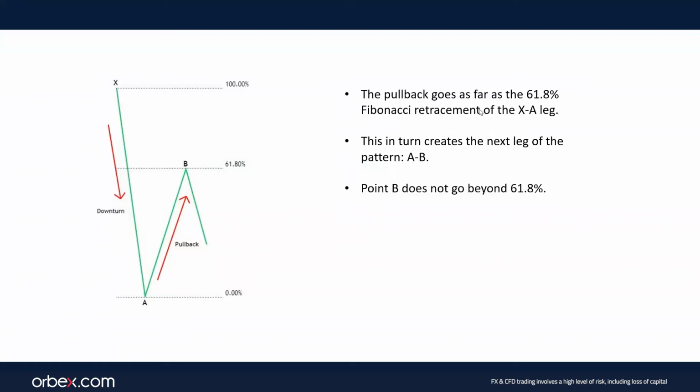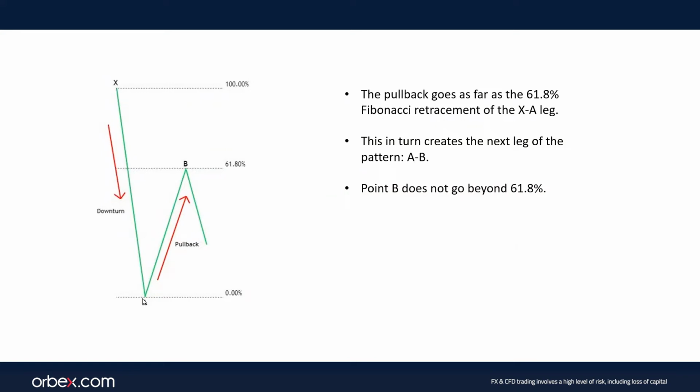As I said with the notes, the little bullet points, the pullback goes as far as the 61.8% Fibonacci retracement of the XA leg. So we've gone from X to A, 100% to 0%, and then we pulled it back, and this is the B leg as well. I'm going to show you a live example shortly, because as I was looking at a few charts today, I discovered on a specific instrument that there was a harmonic pattern in place. We'll see that shortly after this example.